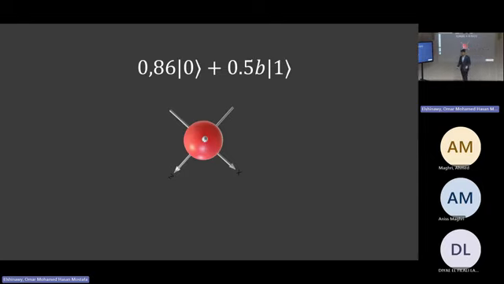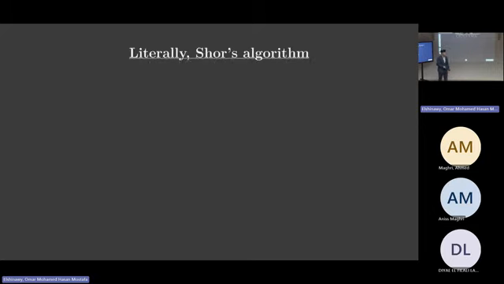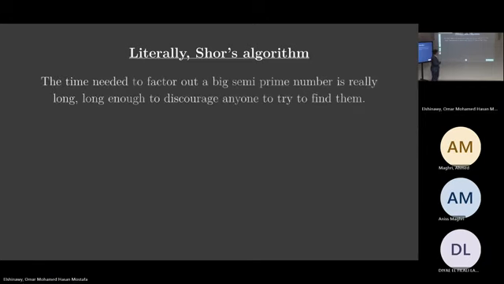Now that we have our foundations of cryptography and quantum computers, we could finally move to, I would say, the most interesting part: Shor's algorithm. Let's recall our previous axiom from before. The time it takes to factor a big semi-prime number is long enough to discourage anyone from trying to find the factors. As I said, if we're able to somehow break this axiom, we would be able to break RSA. And that's exactly what Shor's algorithm is trying to do.